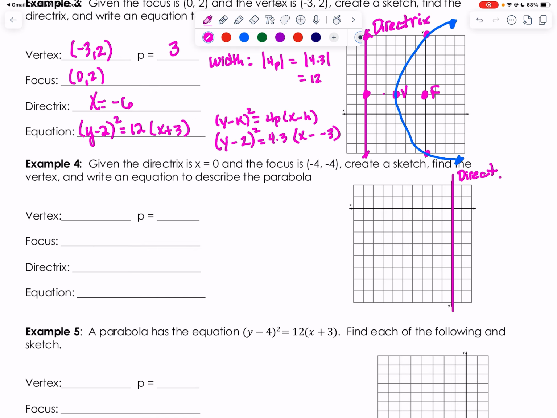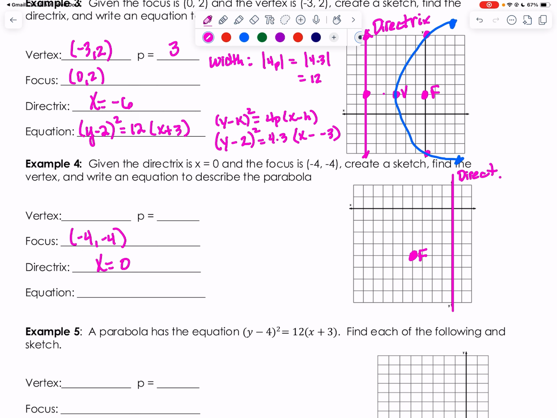And the focus is -4, -4. So 1, 2, 3, 4, 1, 2, 3, 4. And remember, you need to label that. -4, -4, directrix is x equals 0.